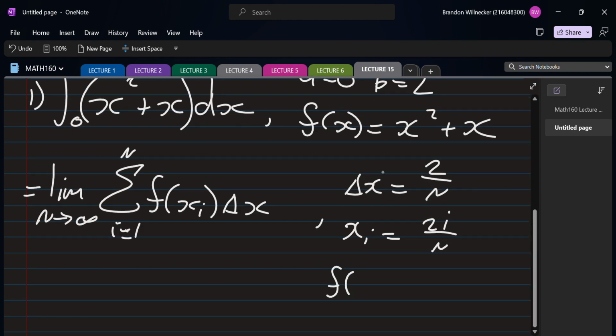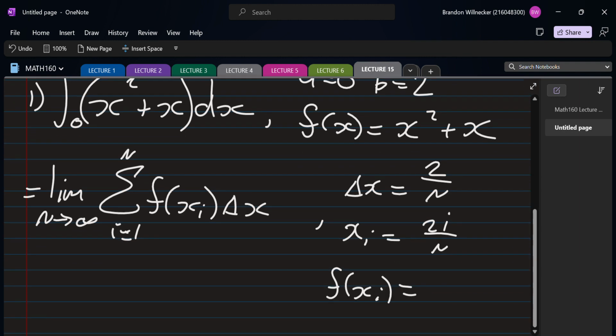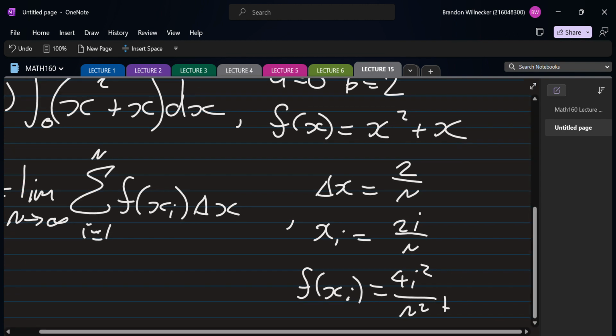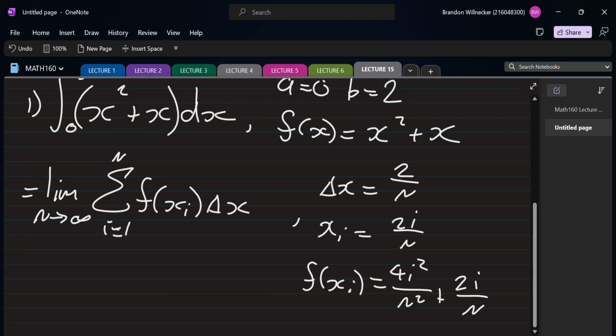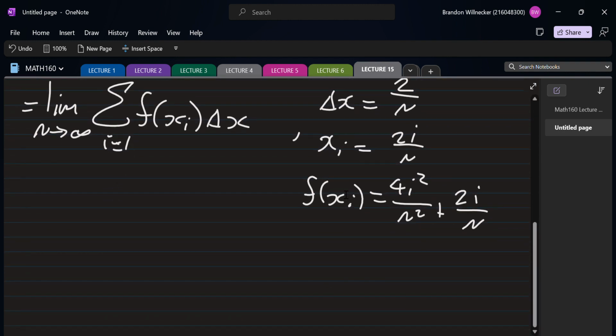Okay, what about f of x_i? So we take our x_i, we put it into f of x, and we get f of x_i. That's going to be this thing squared. So it will be 4i squared over n squared, and then plus x_i, so plus 2i over n. Please make sure you double check that and triple check that. If you get this f of x_i wrong, then everything else below that is also wrong. So please double check and triple check that your f of x_i is correct.